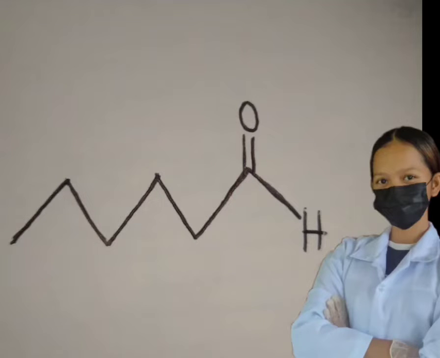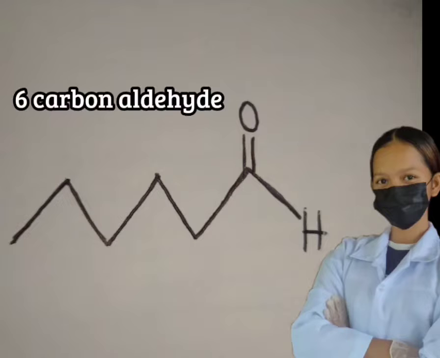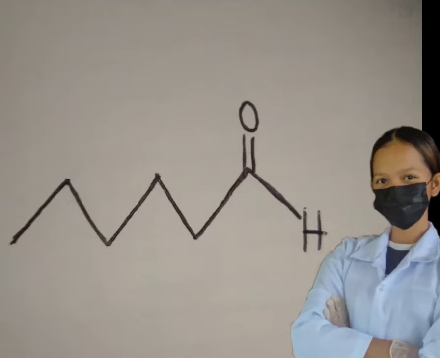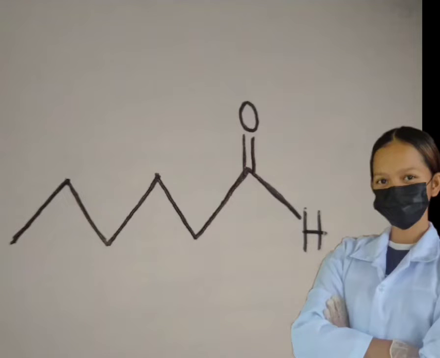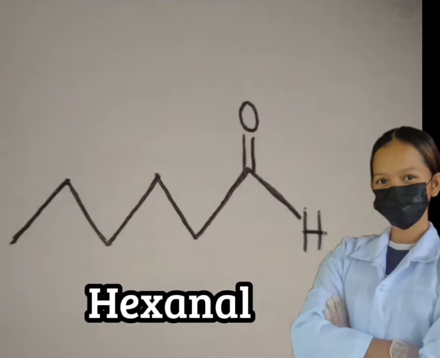In our example, we have a 6-carbon aldehyde. So then, the prefix of our structure will be hexa. And here will enter the suffix of the aldehyde, which is the suffix -al. Now, the name of our structure will be hexanal.